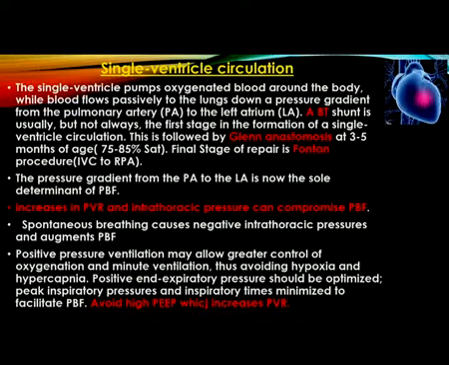hypercarbia. Positive end-expiratory pressure should be optimized as well, and peak inspiratory pressure and expiratory times minimized to facilitate pulmonary blood flow. And in general, avoid high PEEP when patients are on a ventilator and patients with single ventricle physiology who have Glenn or Fontan, because high PEEP, as everybody knows, will increase your pulmonary vascular resistance and therefore compromise that passive flow.